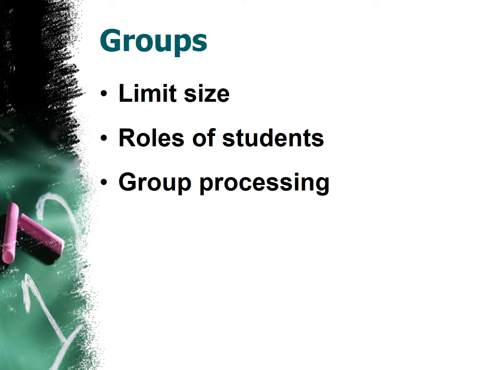How should the groups be set up? The ideal group size is 4 to 6 students. If there are too many students, not everyone will be involved. If there are too few students, then the activity may take too much time and a true group has not been formed. Assign roles to the students.